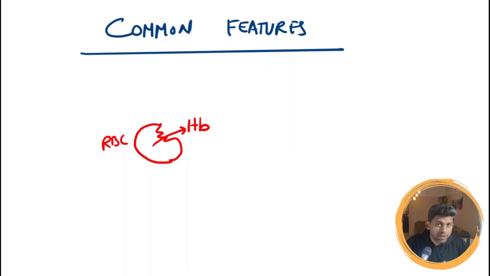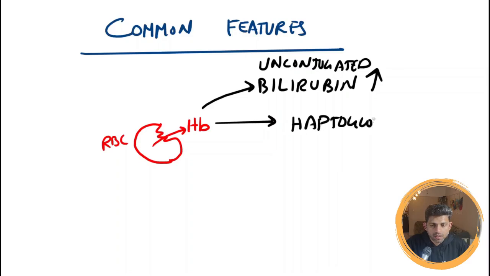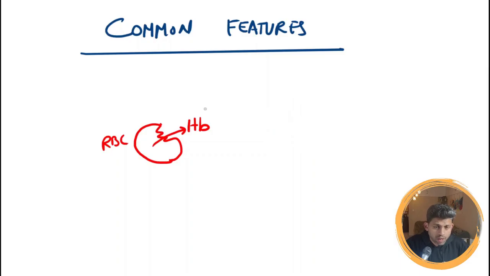Now let's look at some features which are common to all hemolytic anemias. When lot of RBCs are destroyed and hemoglobin is released, bilirubin is increased. And since this occurs before reaching the liver, you get unconjugated hyperbilirubinemia. Free hemoglobin in the circulation is taken up by haptoglobin. So haptoglobin levels reduces.